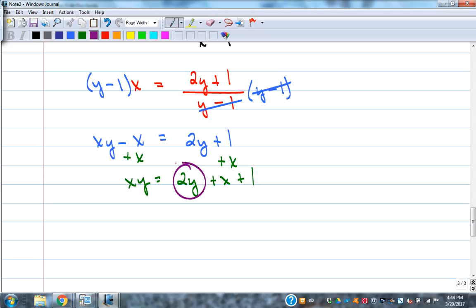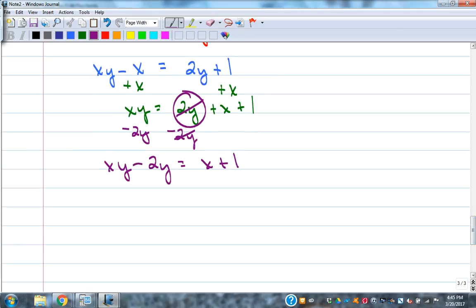And then this guy has got a y. So I'm going to move it over there with that xy. So I'm going to subtract it. You can do that in one step or do it in two. I took 2y. So I have xy minus 2y is equal to x plus 1. All right. Now, believe it or not, all it takes is a high school Algebra 1 trick to get the y out of there.